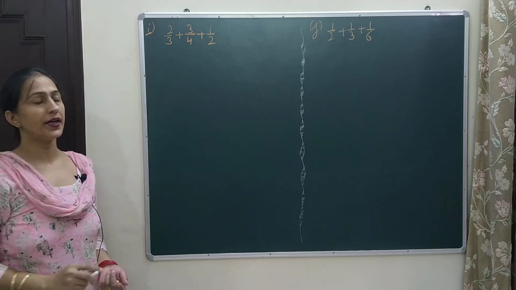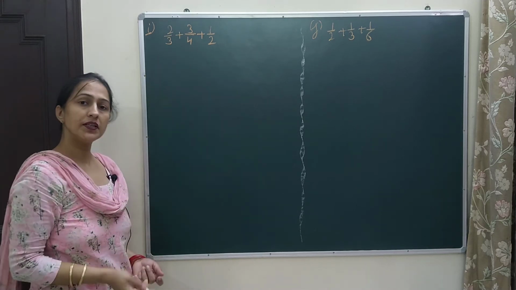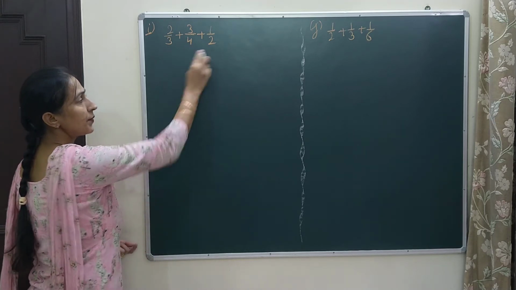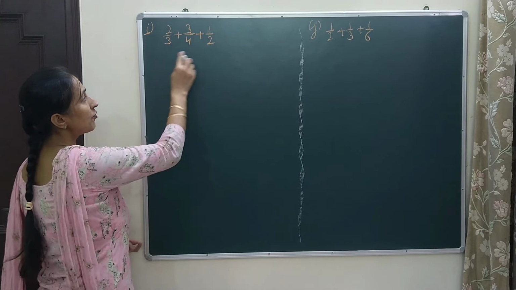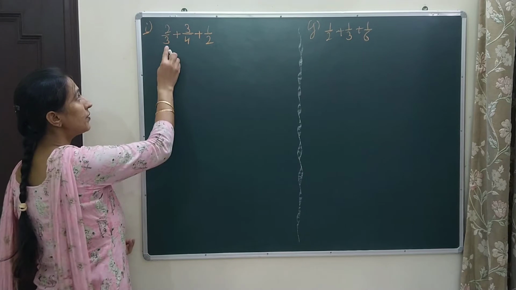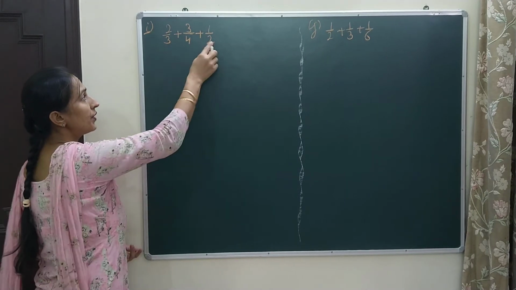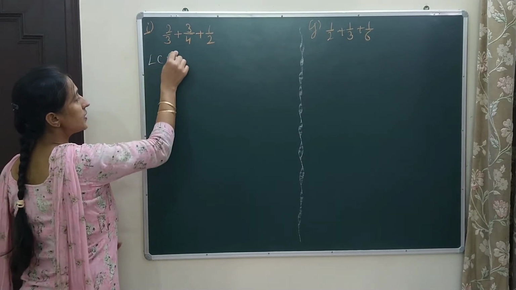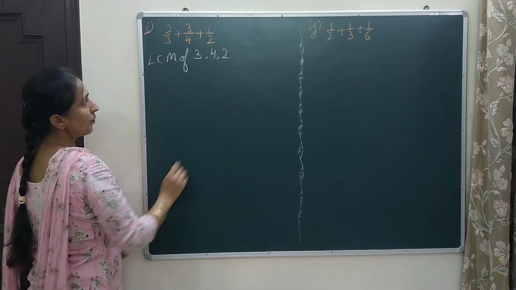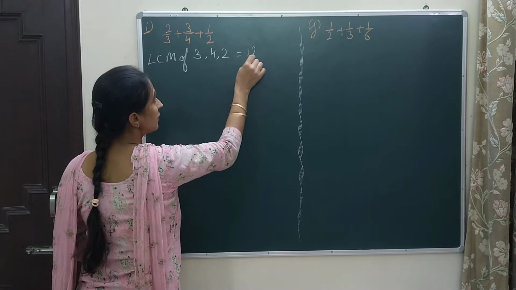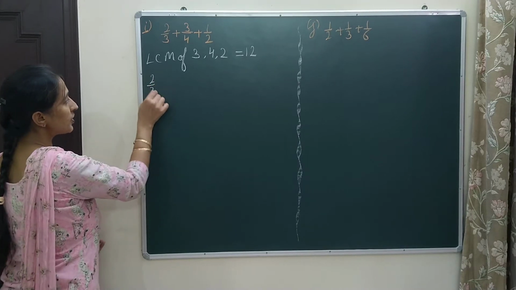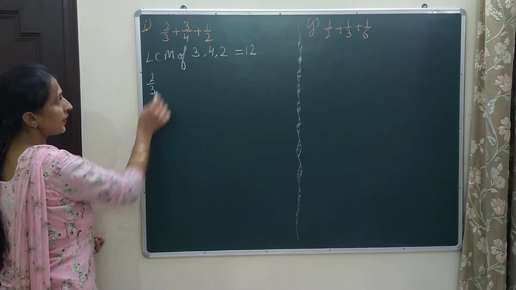In the I part and J part, here the number of fractions is 3 but the steps are the same. Again we will find equivalent fractions for 2 by 3, 3 by 4 and 1 by 2, and for that we will need the LCM of the denominators. Here we have 3 denominators, 3, 4 and 2. So let us find the LCM of all 3 denominators, and that LCM is 12.